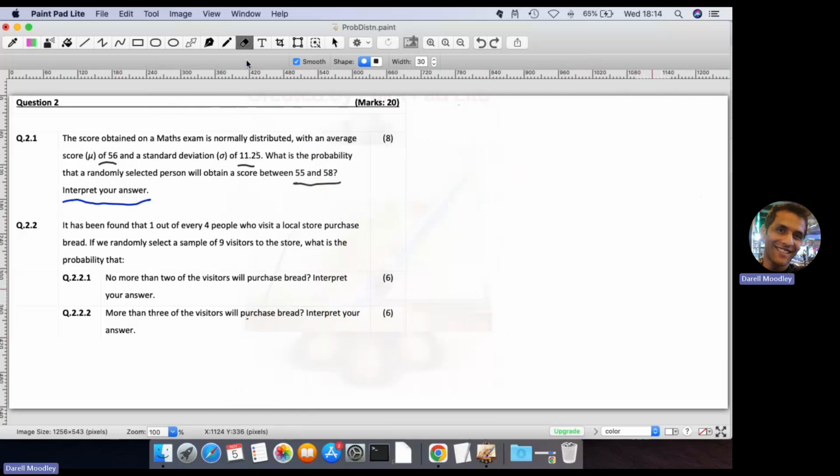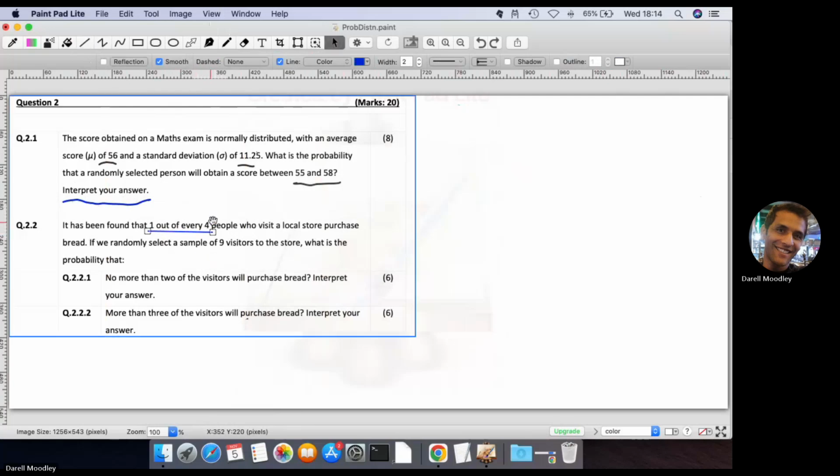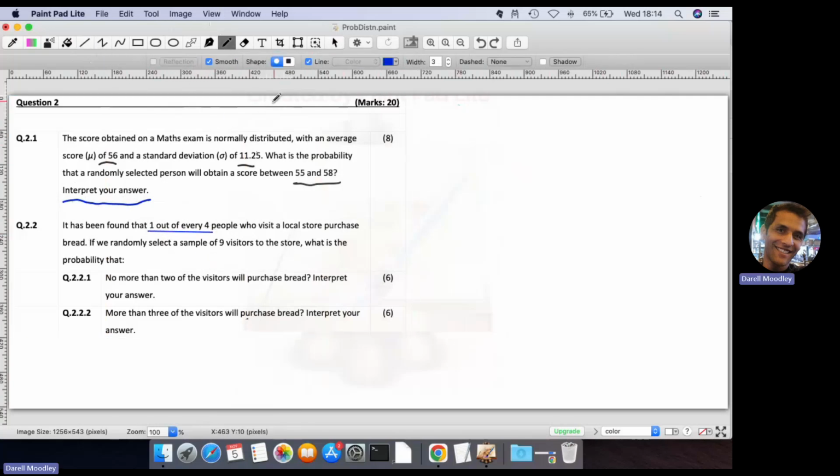Okay, 2.2 says, it has been found that 1 out of 4 people who visit a local store purchase bread. So I'm going to highlight this part because it's going to be important. 1 out of 4. Okay, so 1 out of 4, in other words, 1/4 or 25%, there's a chance of someone purchasing bread.